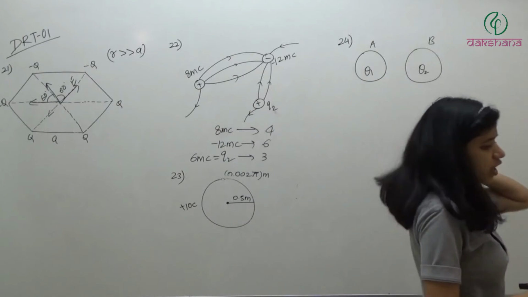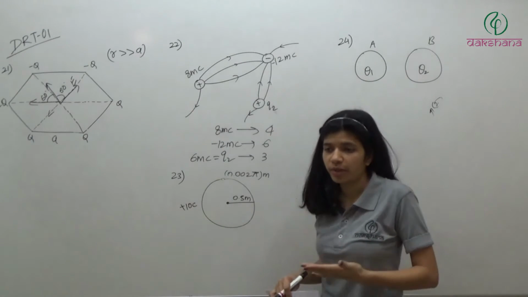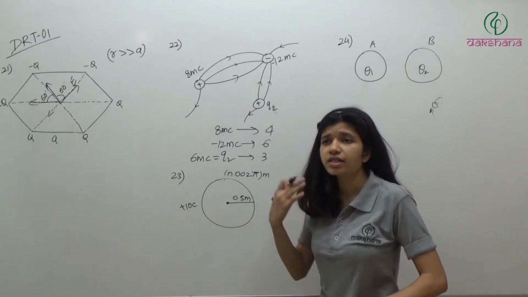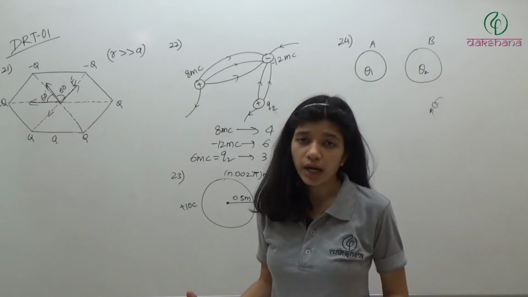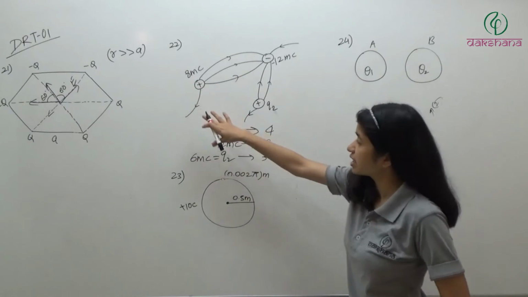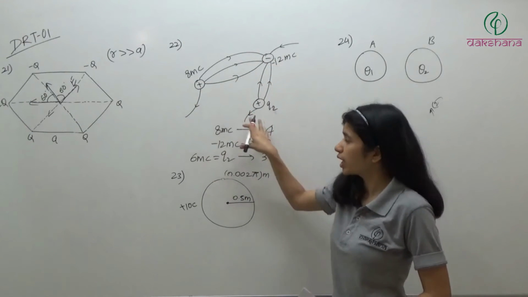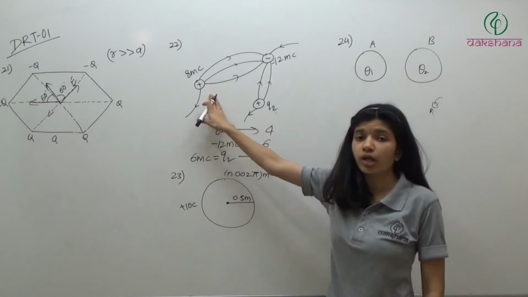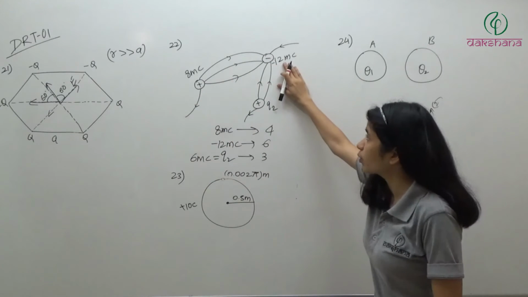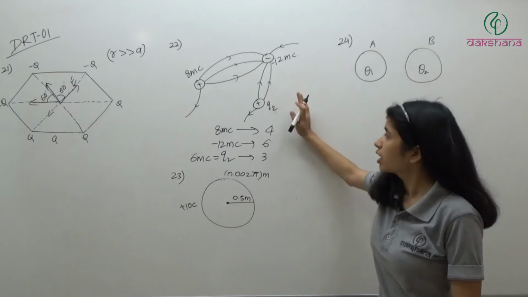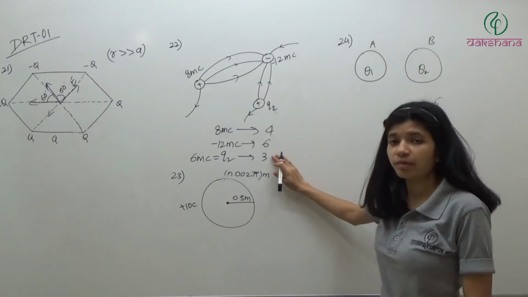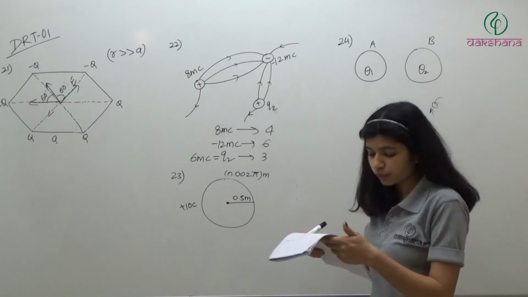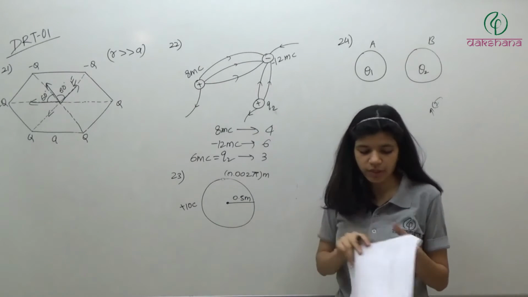Because electric field lines, how many will be generated or terminate is not fixed. That is just an assumption to understand electric field lines. But if it is given like this, then we have to relate that for 8 millicoulomb we have 4 lines, for 12 millicoulomb we have 6 lines. If there are 3 lines, it means the charge will be how much? 6 millicoulomb. So the answer will be the first option, 6 millicoulomb.